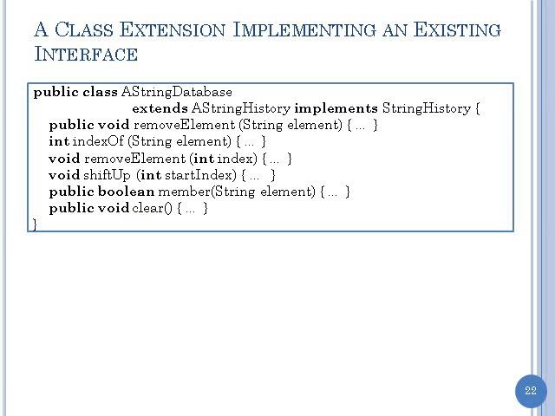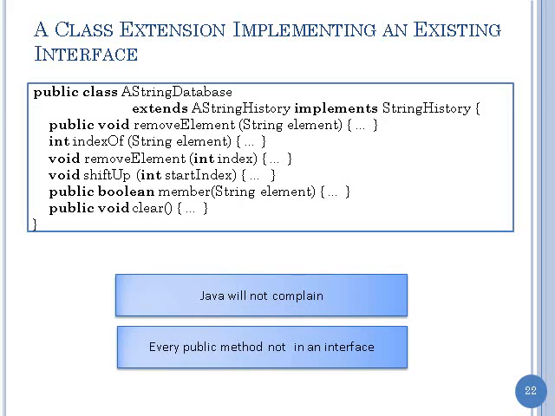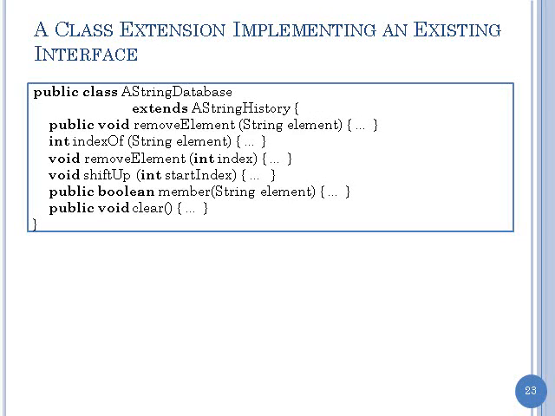Did I see a hand up here? Okay, so you lose some points here. You say, fine, I've lost these points, but I'm going to be even perhaps worse. Java will not complain about public methods not being in an interface. Now I don't even bother. I say extends a string history. Okay?